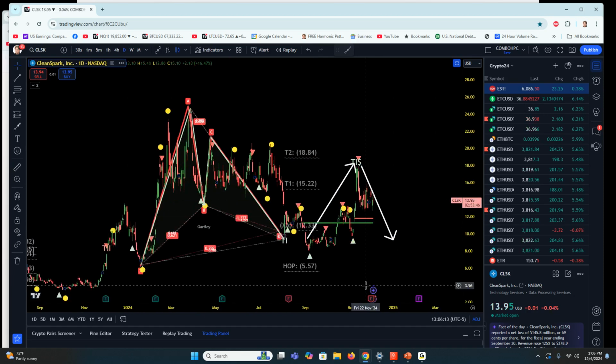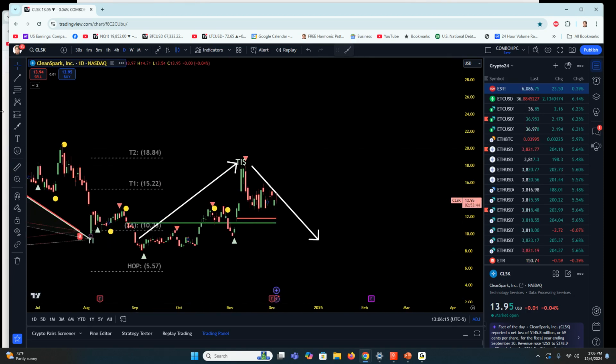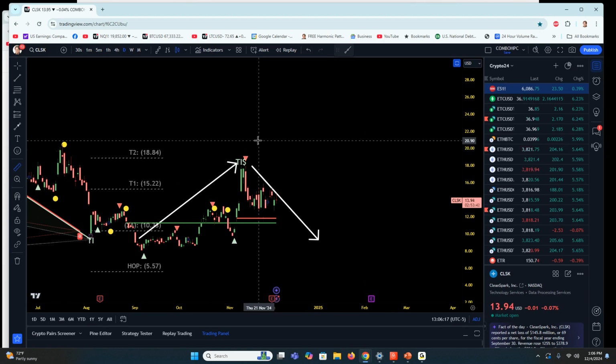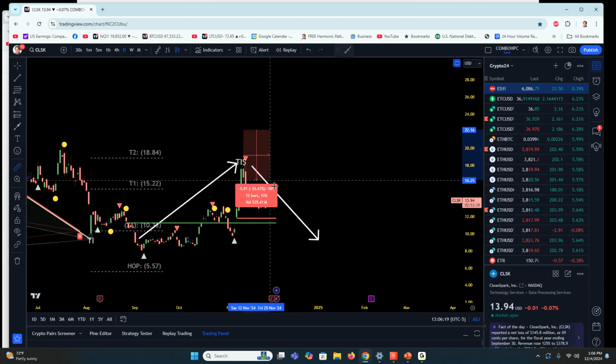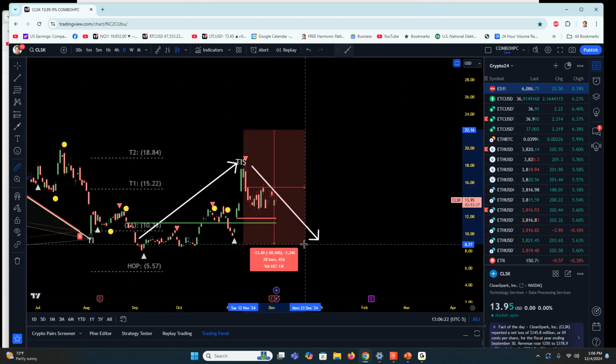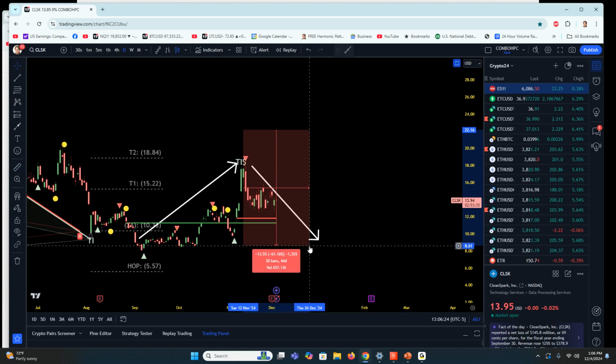Think of it this way. Every inflection requires 30 bars, if it's 5-minute or daily or whatever. So this is another way to understand how much time to give it. That's not until Christmas. I would not be surprised to see this return require another 2 weeks.